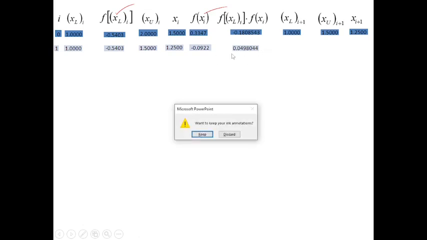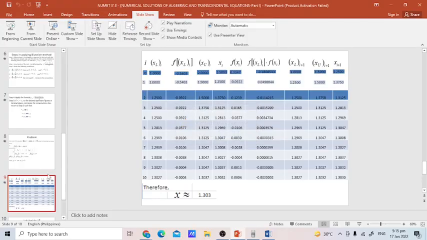Okay. So, 1.25. Ano yung function value? So, ln 1.25 minus cosine 1.25, negative 0.0922. And then, we will multiply the two function values, f of x sub L i and f of x sub i. Makukuha natin ay positive. Ano yung rule pag positive? O, balik muna tayo. Ano yung rule pag positive?